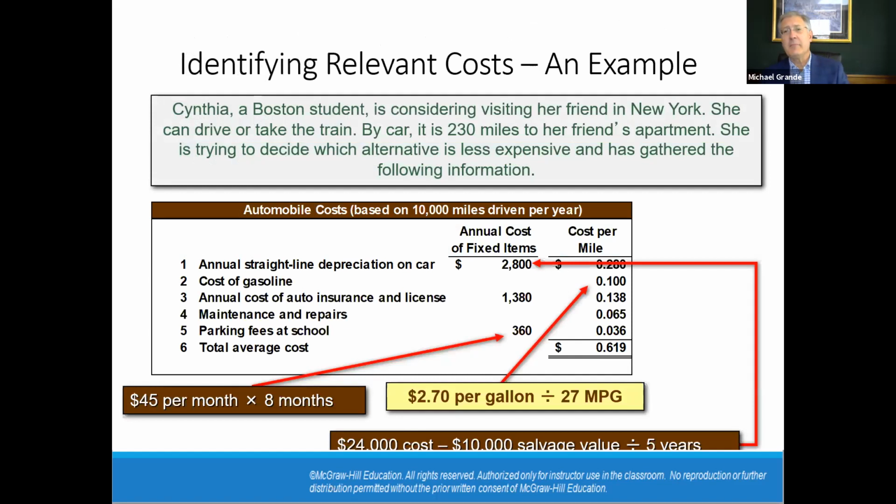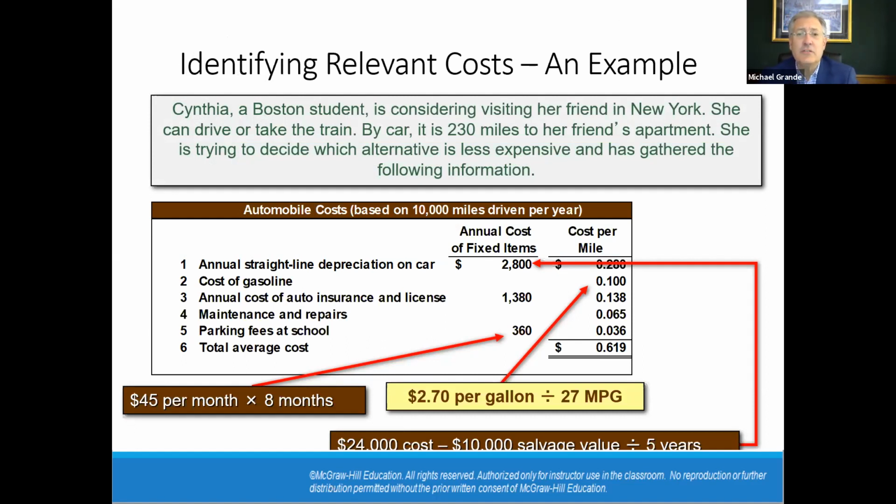So here's an example of relevant versus irrelevant costs. Cynthia, a Boston student, is considering visiting a friend in New York. She can drive or take the train. By car, it is 230 miles to her friend's apartment. She is trying to decide which alternative is less expensive and has gathered the following information. The automobile costs are based on 10,000 miles driven per year.